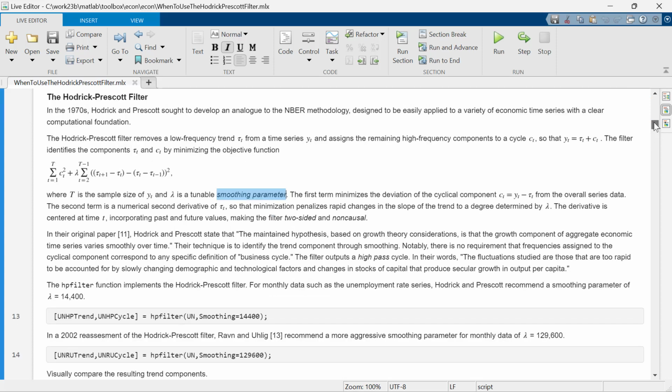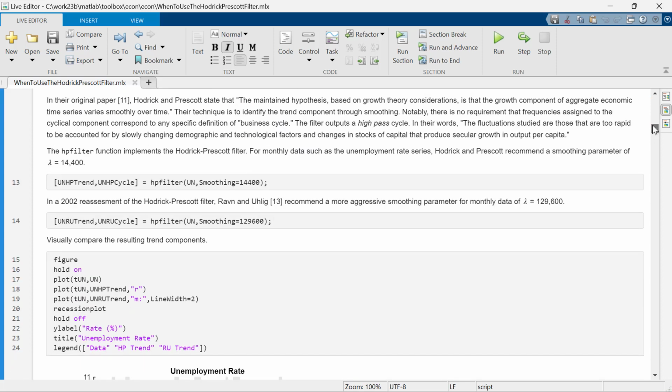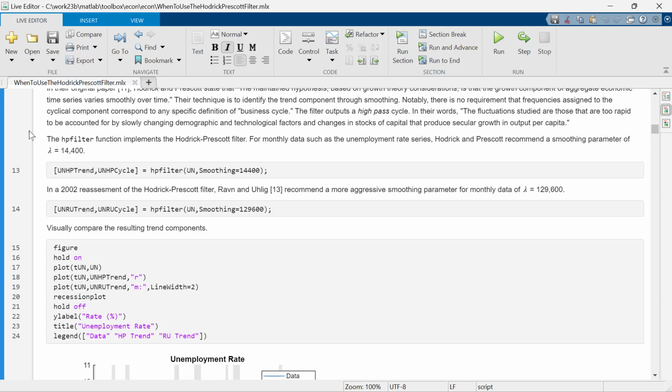So with that background, let's just take a look at the HP filter function in Econometrics Toolbox. We're going to look at this unemployment data that we just looked at and apply the HP filter to that data, setting the smoothing parameter to what Hodrick and Prescott recommend for quarterly data, which is what the unemployment rate data is.